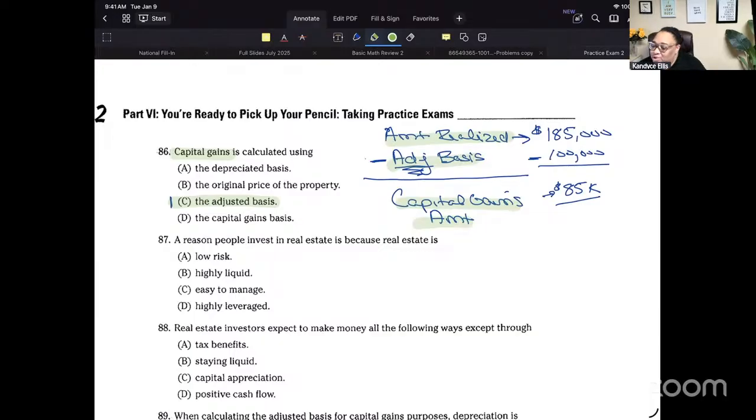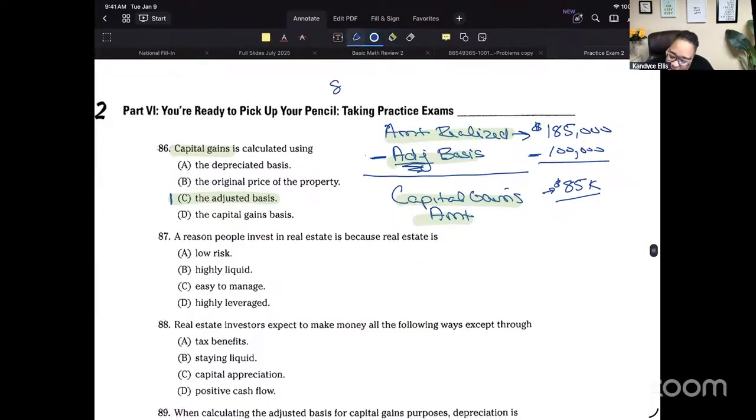Ooh, Amy says 200 or 250. Caroline says 150. She said it's one of the two. You're so right, Amy. It is 250 if you are single, and if you're married and filing jointly, it's 500. There you go. Love it.